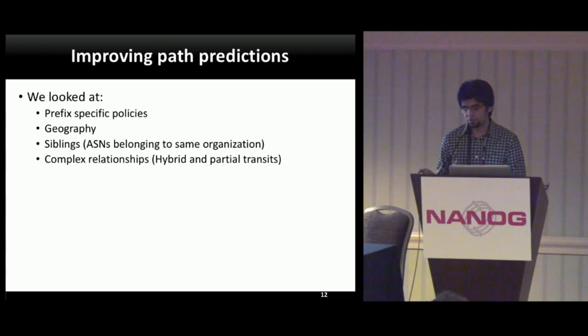In addition to prefix specific policies and impact of geography, we also looked at siblings and complex routing policies. Sibling ASs are those ASs which belong to the same organization. They're controlled by one entity. Complex relation means those relations when a pair of ASs has a different relation according to different location. So a pair of ASNs can be customer-provider in one location, but they can be peer-to-peer in some other location.